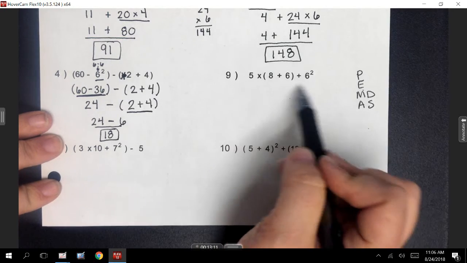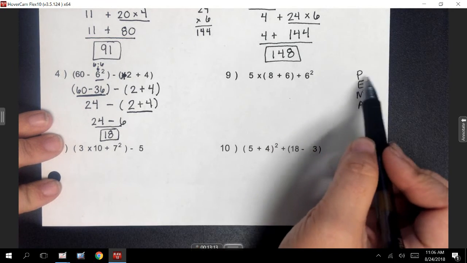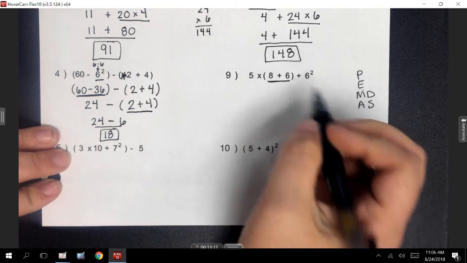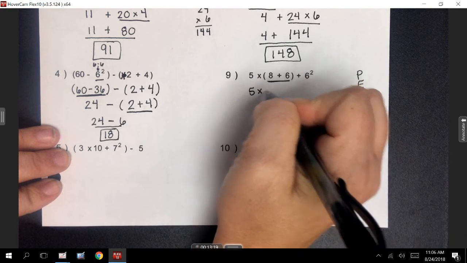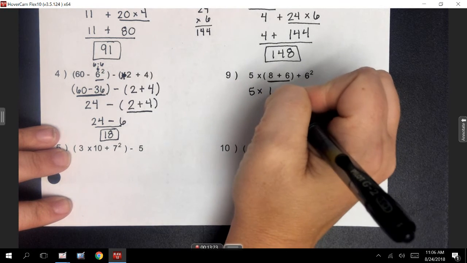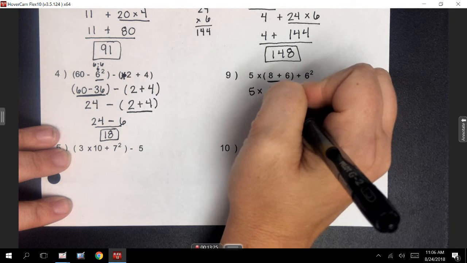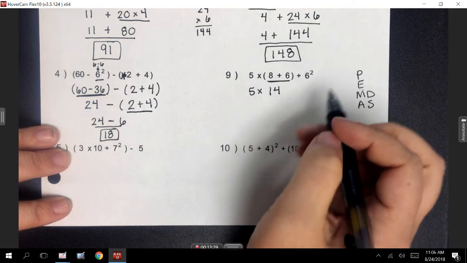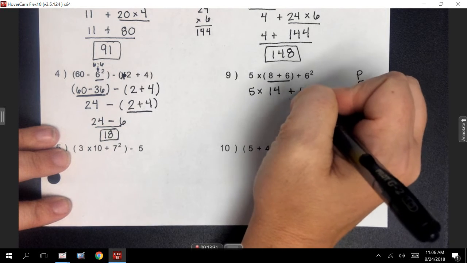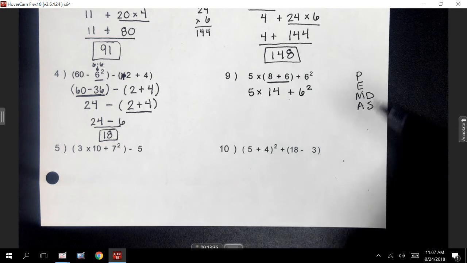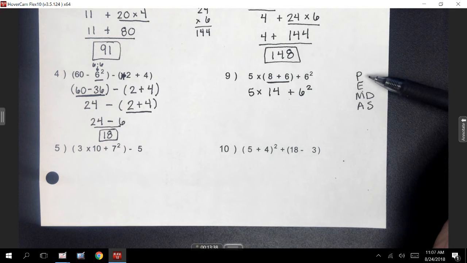All right, let's look at number 9. Number 9, starting off at the top, P stands for parentheses. I have a set, so we're going to start there. So I have 5 times. What is 8 plus 6 going to give me? Inside those parentheses, I get 14. Okay, that was the only thing inside the parentheses, so I don't need the parentheses symbols anymore. Plus 6 to the second power. All right, so are there any more parentheses? Nope, that's done. So we're looking for exponents.